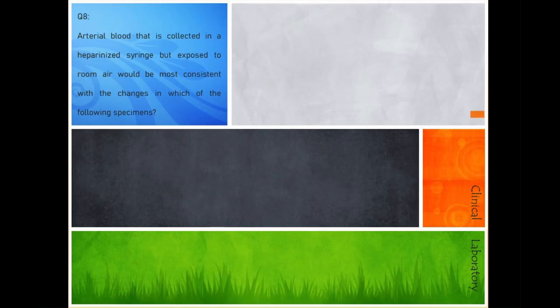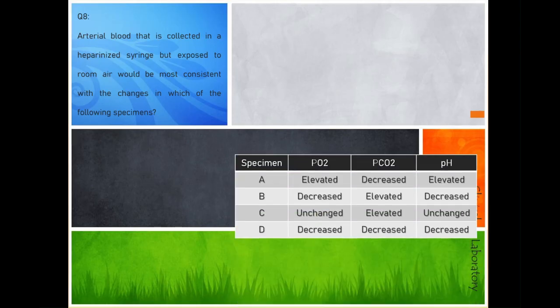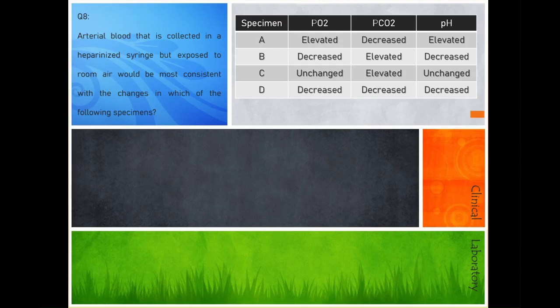Question 8. Arterial blood that is collected in a heparinized syringe, but exposed to room air would be most consistent with the changes in which of the following specimens? Specimen A, PO2 elevated, PCO2 decreased, pH elevated. Specimen B, PO2 decreased, PCO2 elevated, pH decreased. Specimen C, PO2 unchanged, PCO2 elevated, pH unchanged. Specimen D, PO2 decreased, PCO2 decreased, pH decreased.